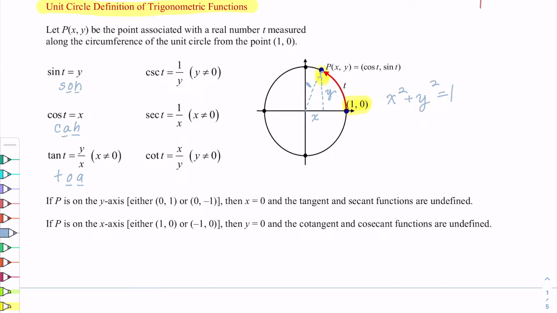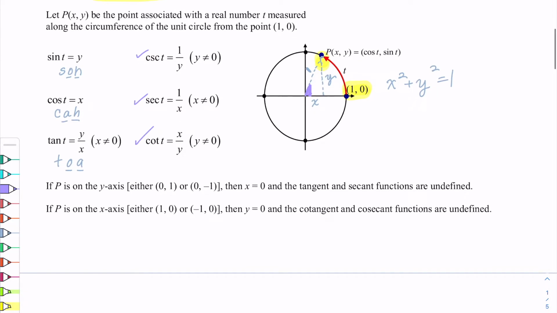So if we have the sine of t, and you can see here, t is measured along that circumference, it is the opposite over the hypotenuse. Okay, and the cosine is the adjacent over the hypotenuse. And the tangent is the opposite over the adjacent, just like you see. And then we learn these, the cosecant is 1 over the sine, secant is 1 over the cosine, and same with the cotangent, which is the reciprocal of the tangent.